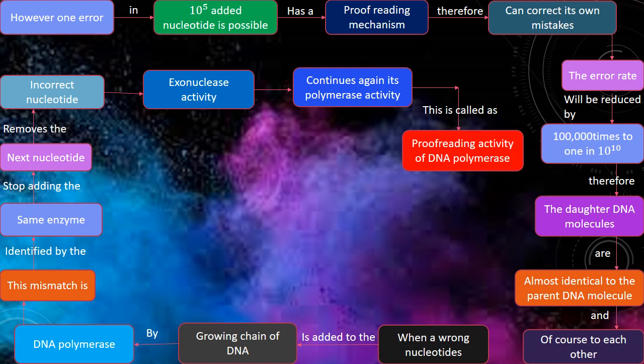When a wrong nucleotide is added to the growing chain of DNA by DNA polymerase, this mismatch is identified by the same enzyme. It stops adding the next nucleotide, removes the incorrect nucleotide by exonuclease activity, and continues again its polymerase activity. This is called the proofreading activity of DNA polymerase.